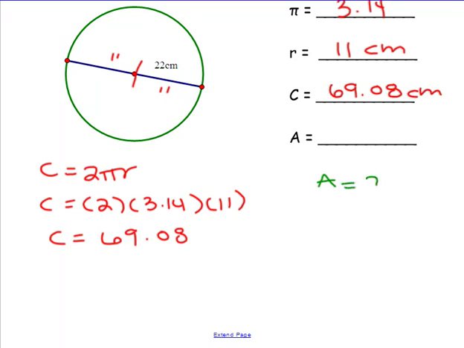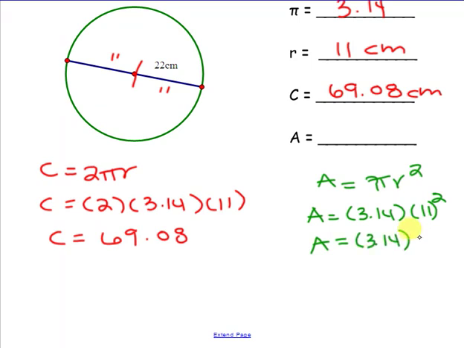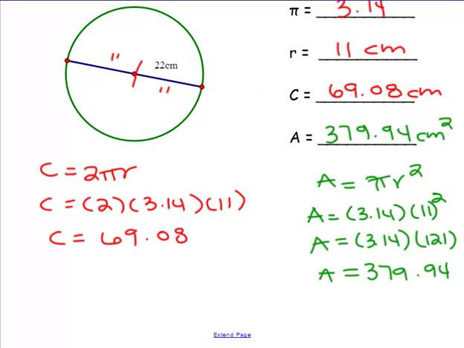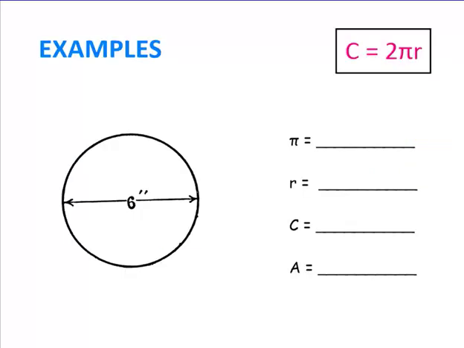Now let's go ahead and calculate the area. So area equals pi r squared. Area equals 3.14 times 11 squared. So area equals 3.14, 11 squared is 121. And when we multiply those together, we're going to get that the area equals 379.94, and that'll be centimeters squared. Okay. Now I'm having you calculate the area just for some extra practice because circumference and area, we are going to use them hand in hand together in some problems down the line.